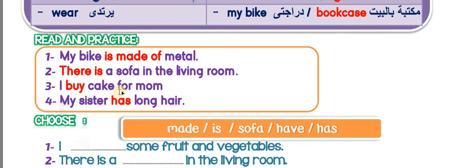I buy cake for mom. أنا بشتري كيكة لمين؟ mom. I buy cake for mom. My sister has long hair. أخت عندها long hair شعر إيه؟ طويل.